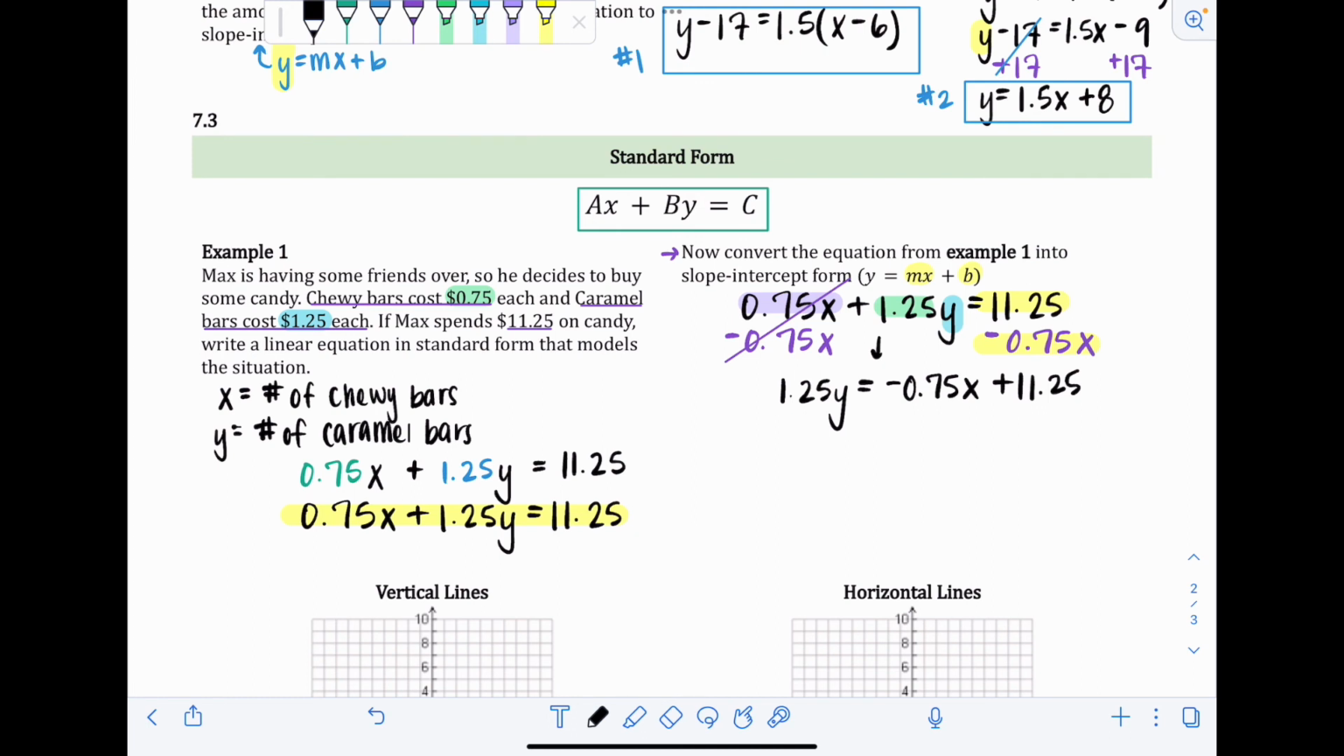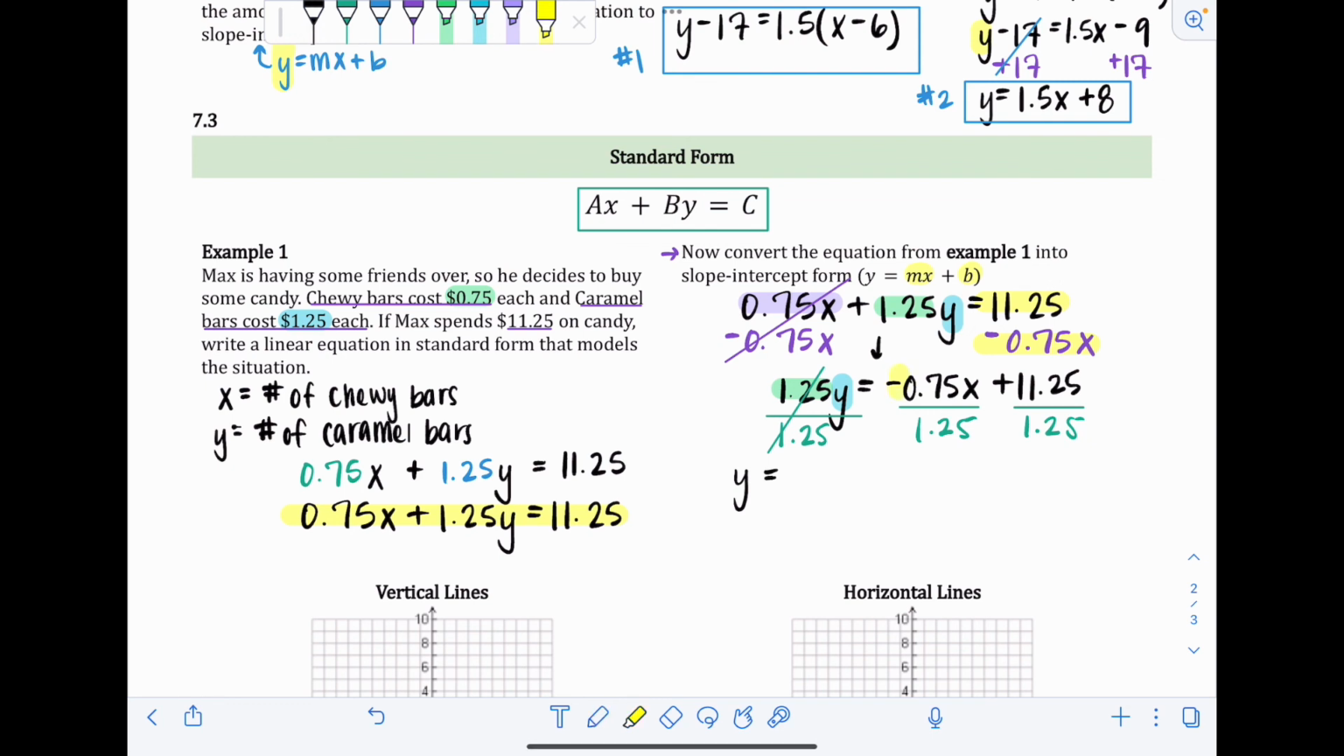And now my goal is to still just get y by itself. So I have a 1.25 that is being multiplied by it. To cancel it out, I'm going to divide both sides by 1.25. And I have to divide everything by 1.25, every single term. So this gets divided by 1.25 and this gets divided by 1.25 as well. So these cancel out, and I'm just left with y, which is good. I bring down my equal sign.